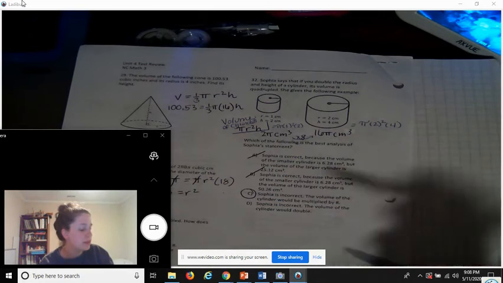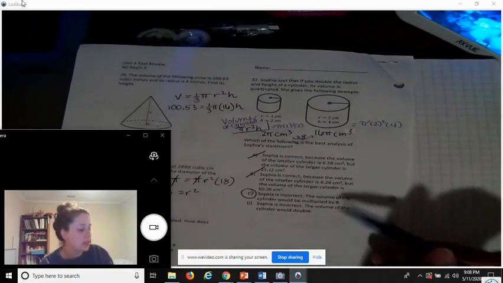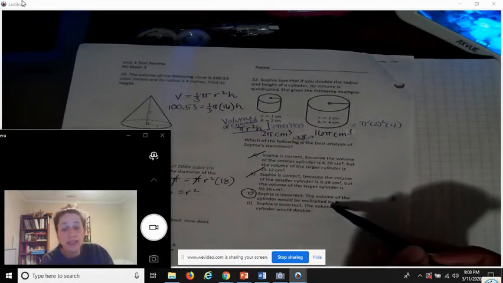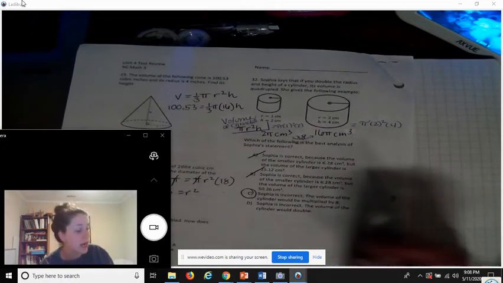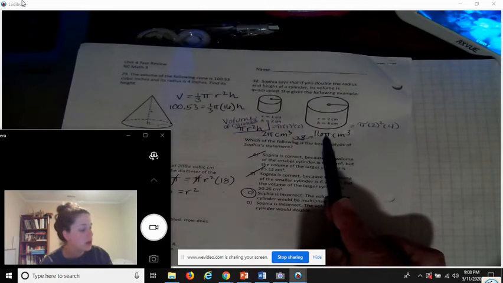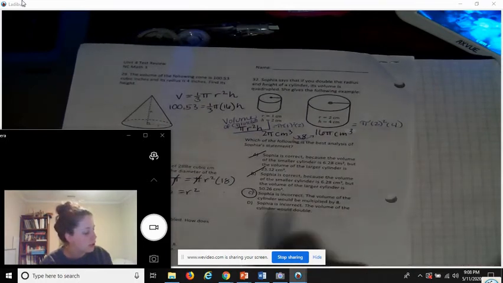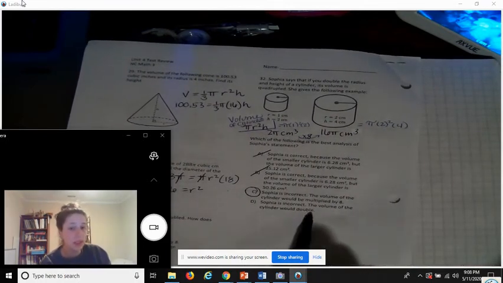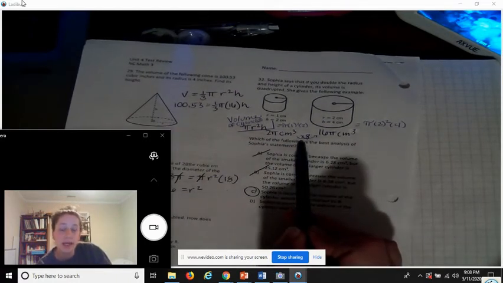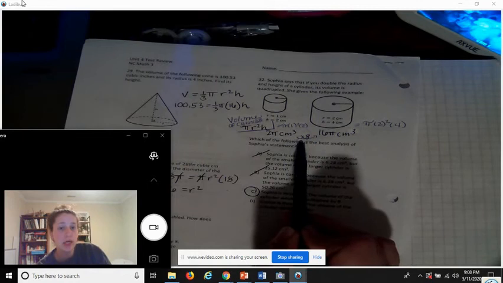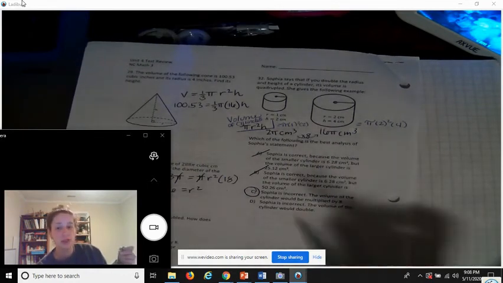So then we have between C and D. C says Sophia is incorrect. The volume of the cylinder will be multiplied by 8. So we can see that that's true because 2 times 8 gives us 16. But then in D, it says the volume of the cylinder would double. If it doubled, this would be multiplied by 2, not 8. Because it has 8 here, we know that it has to be answer C.